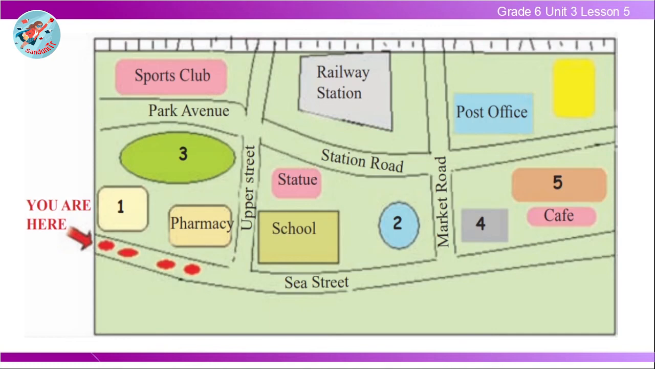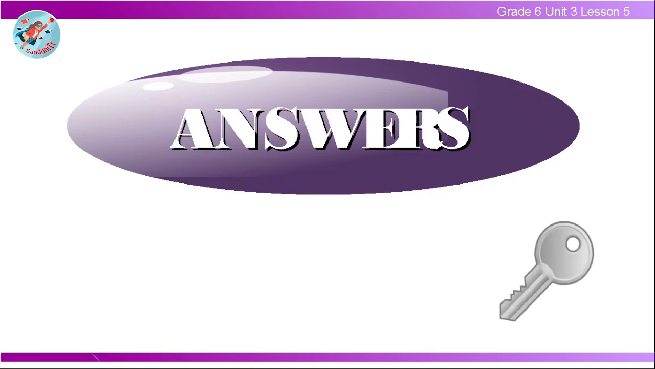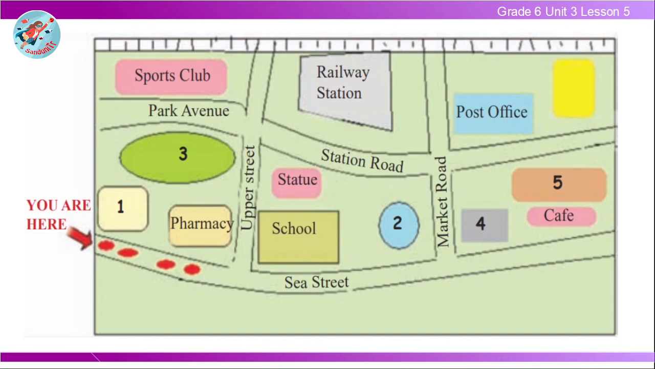Okay, children, now let's check your answers. Let's follow the instructions. You are in C Street now. Here it is shown where you are. You are here in C Street. The hospital is on your left. That is number 1 in your map. They have told us that it is number 1. So we can mark the number 1 as hospital.